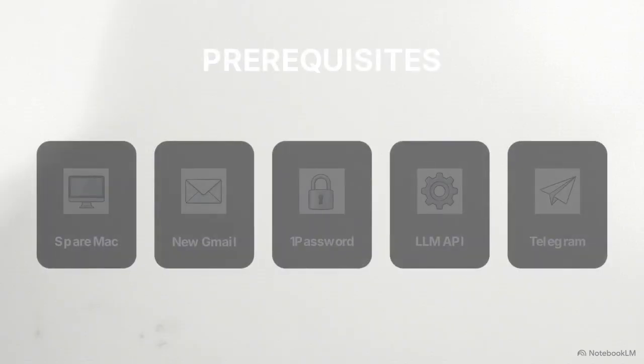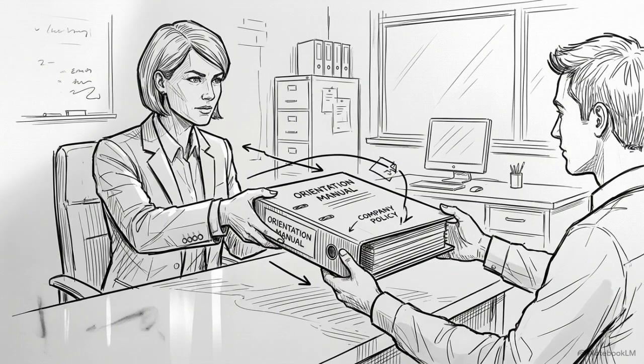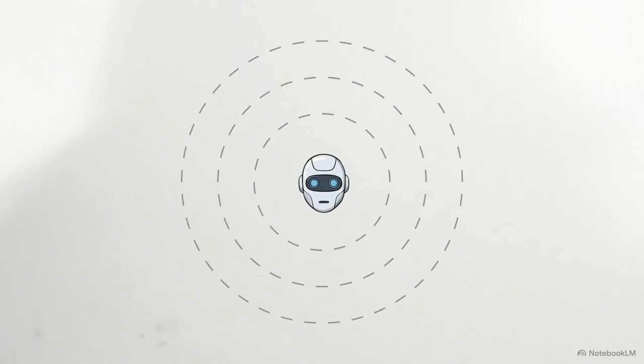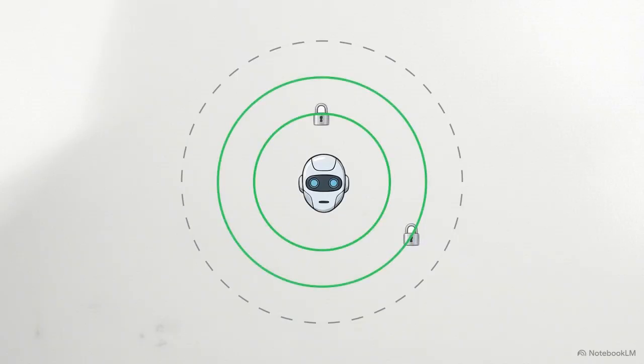To start, you need a spare Mac, like an old MacBook or a Mac Mini, a brand new Gmail account, one password for credential management, an API key for your chosen language model, and the Telegram mobile app. Success requires treating this setup like onboarding a human employee. You must define specific boundaries and establish trust through incremental tasks, rather than assuming the software is safe by default.